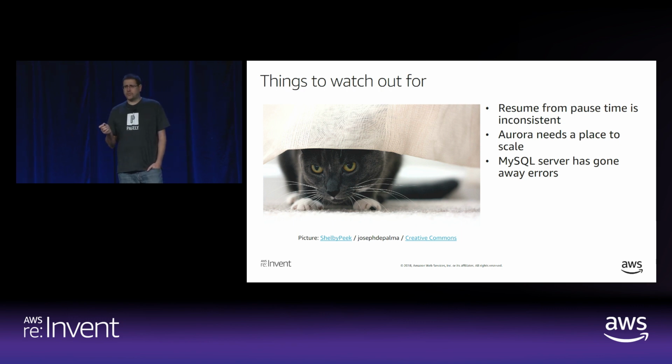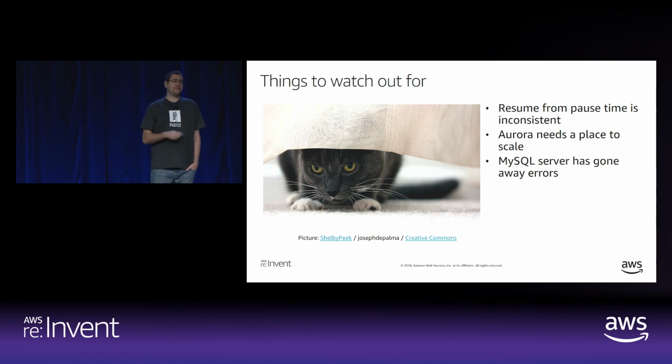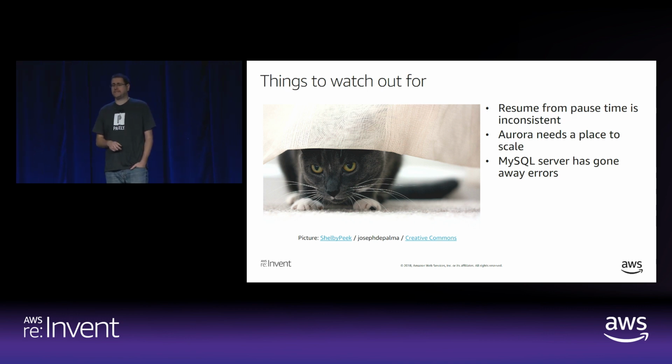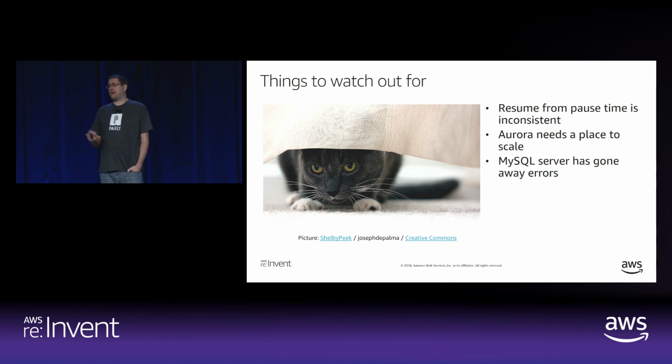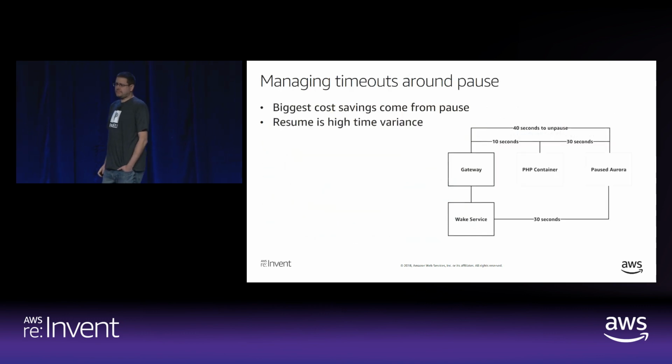And as mentioned earlier, Aurora has to pick a safe place to scale. But sometimes it's your slow queries that are causing the load and preventing a safe place to scale. So you have to have an answer to that. And we noticed that, at least in the PHP case, we saw more MySQL has gone away errors. And so you need to take some steps to manage those.